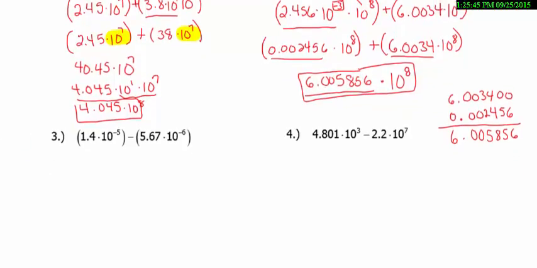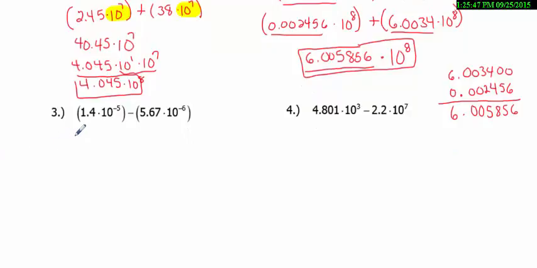Okay, let's move on to number 3, and what we have here is 1.4 times 10 to the negative 5th minus 5.67 times 10 to the negative 6th. If you notice, it's an addition or subtraction question, and we have exponents that are not the same. We need to make a decision on which exponent we are going to switch to, and so in this case I'm going to choose negative 5. So I want both exponents to be negative 5.